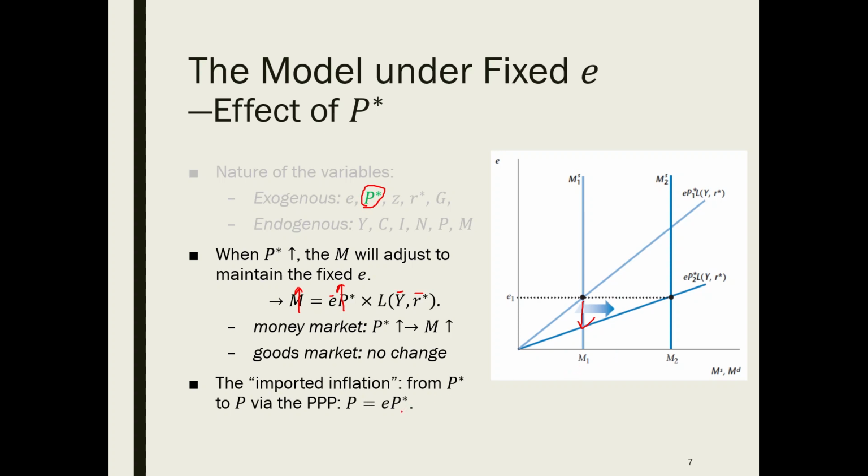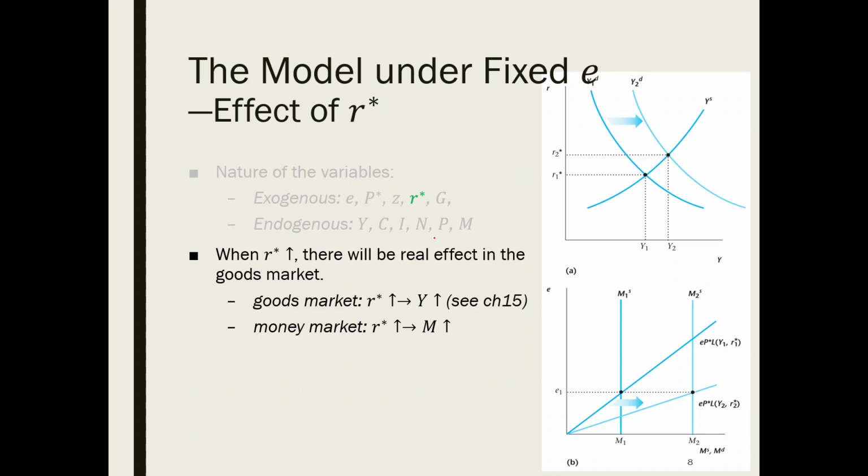To see this, recall the PPP condition. P equals E multiplied by P star. If E is artificially fixed, then a higher P star means a higher P. To summarize, a higher P star brings an appreciation pressure for the domestic currency or a dropping pressure of E, and the foreign reserve will rise under this condition.